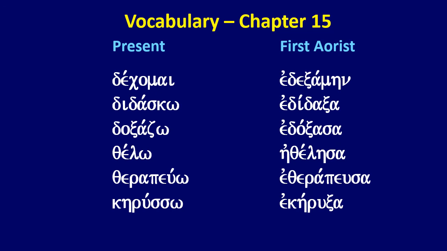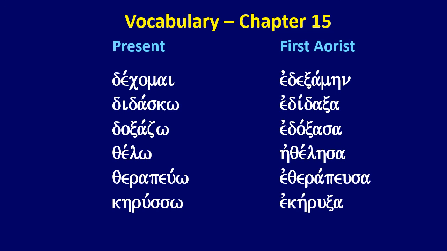Doxazo, I glorify. Edoxasa means I glorified. By the way, didasko, I teach. Edidaxa would mean I taught. Next on the list is thelo, meaning I will or wish in the present tense, active voice. And then when it comes to first aorist active, it changes to ethelesa. Ethelesa, if you want to accent it correctly, ethelesa. And it means I willed or wished.